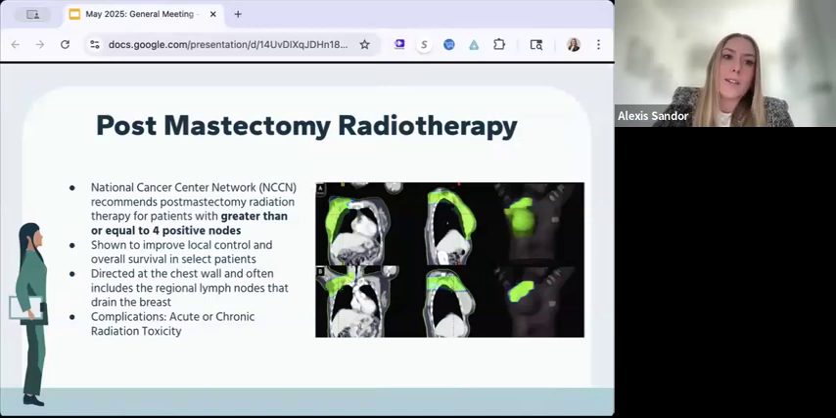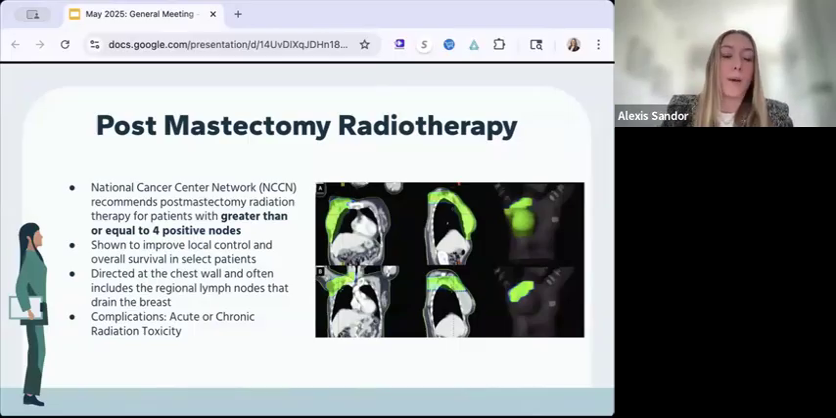So a large meta-analysis by the Early Breast Cancer Trialists' Collaborative Group pulled data from 22 randomized trials and showed that in patients with 4 or more positive lymph nodes, post-mastectomy radiotherapy actually reduced locoregional recurrence by 19%.